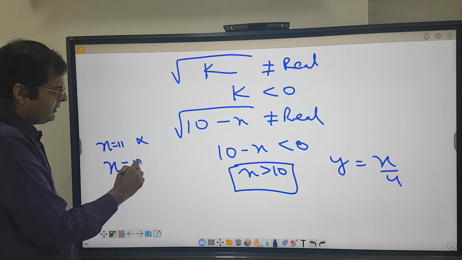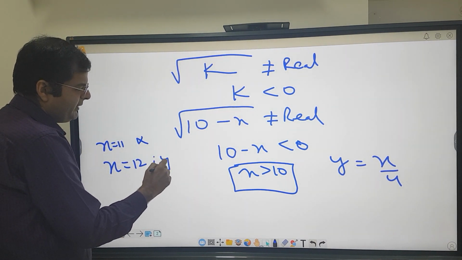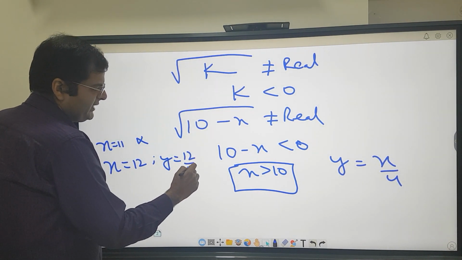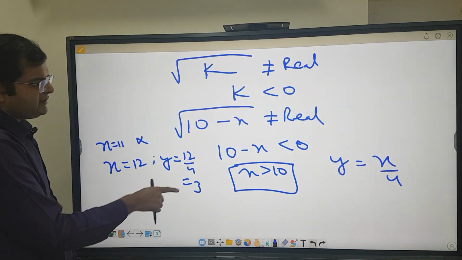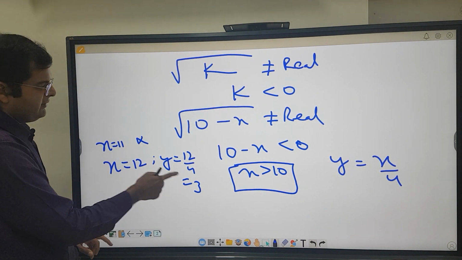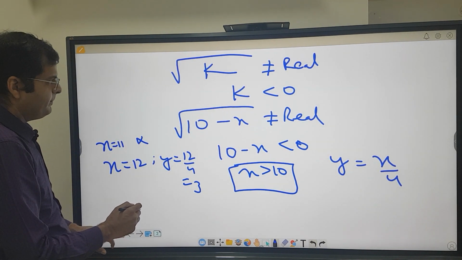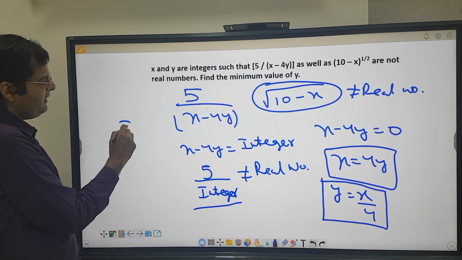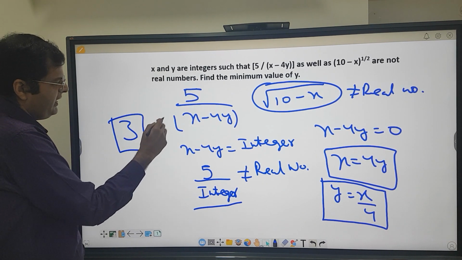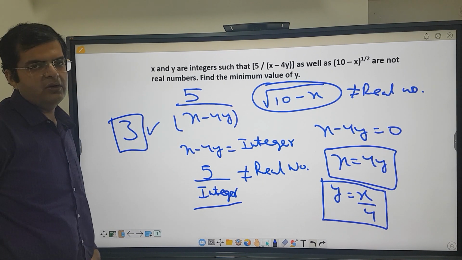So if x is equal to 12, y will be equal to 12 by 4, which is an integer, which is equal to 3. This is the minimum most value of y we get, y equal to 3. So what is the minimum value of y? 3 over here is the right answer. Alright, that's how we solve this question.